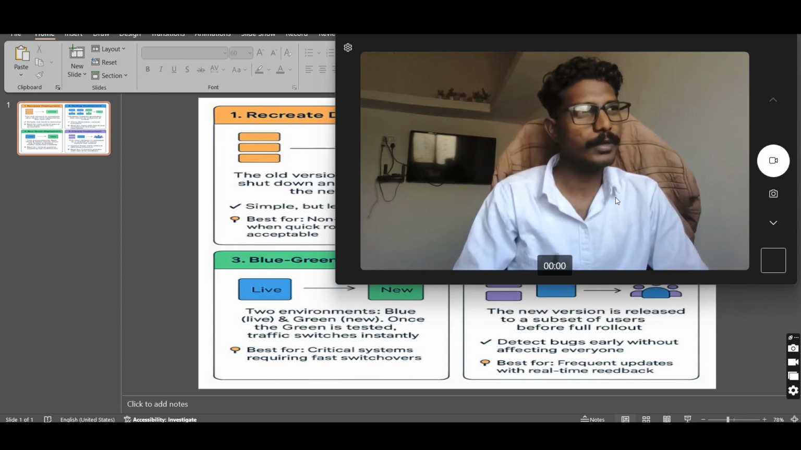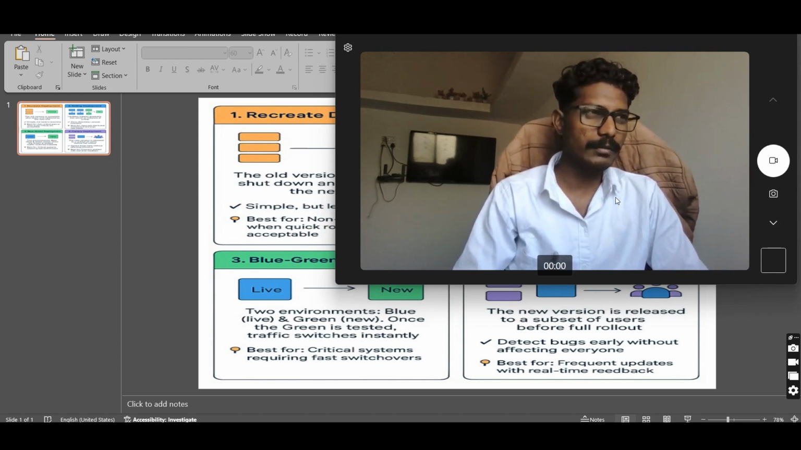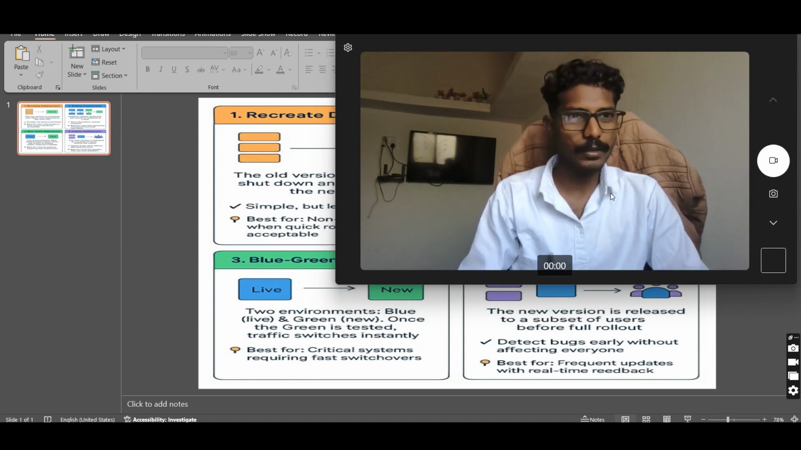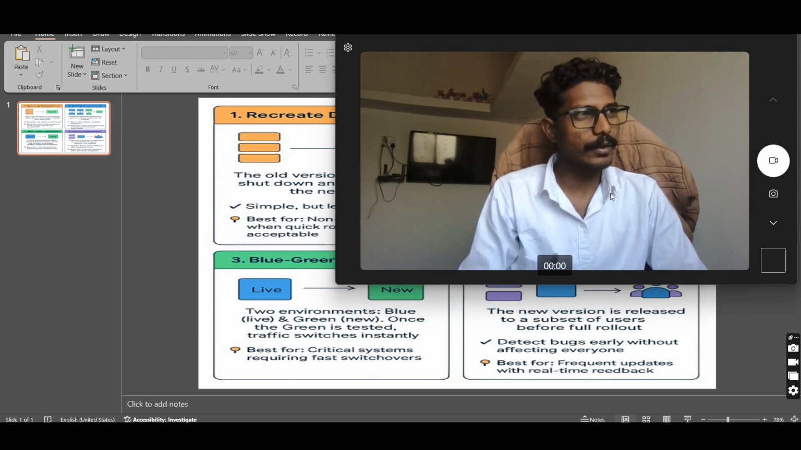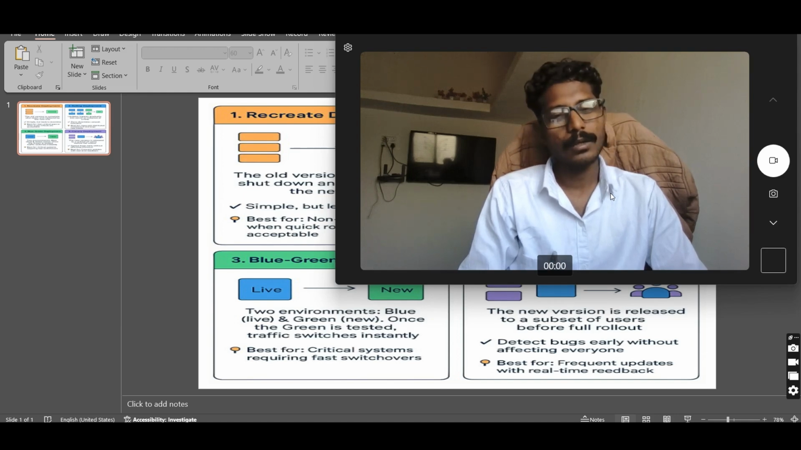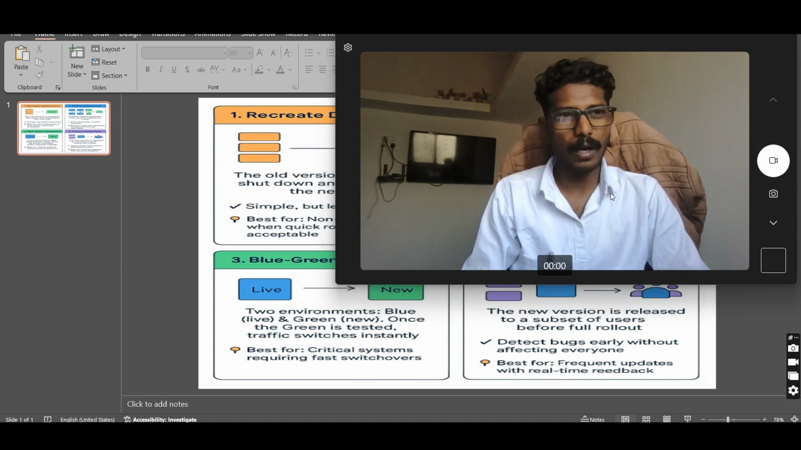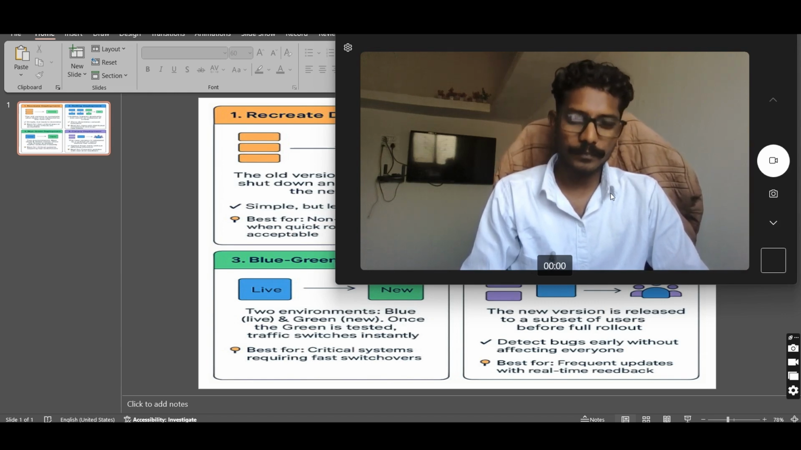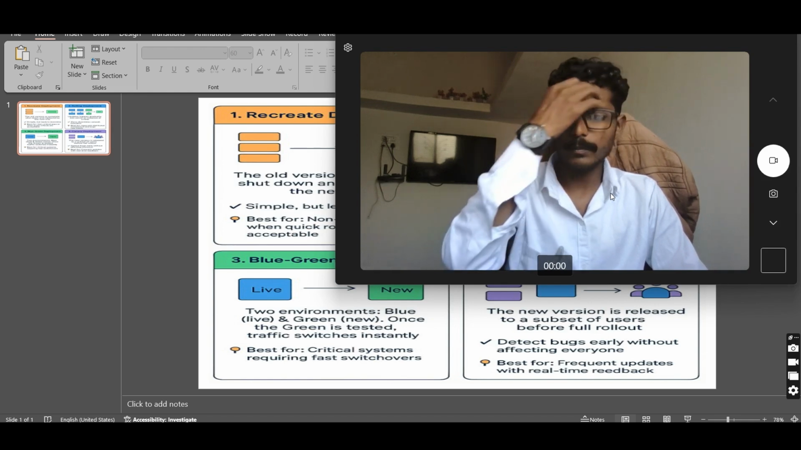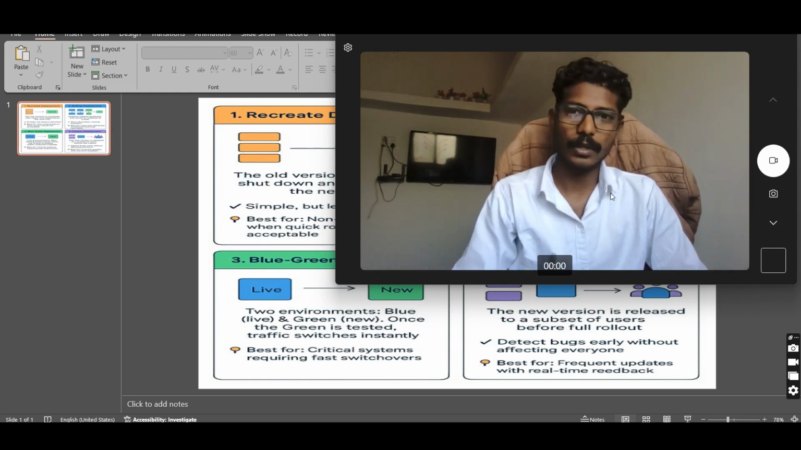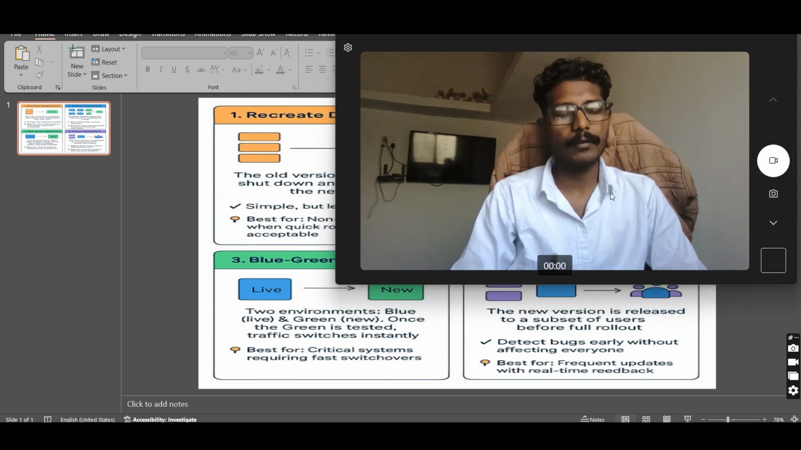Before deploying to production or building any architecture, whatever strategy we are going to use, we have to think a lot about what downtime there will be, what your critical system is, and how big your user base is. All these factors are very considerable while implementing these strategies. I think most of you are already aware of the deployment strategies.